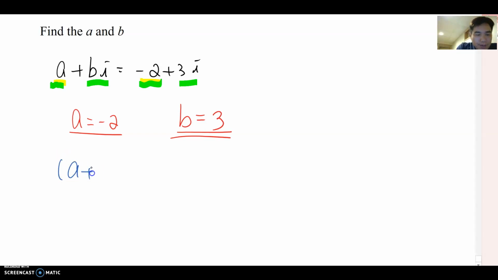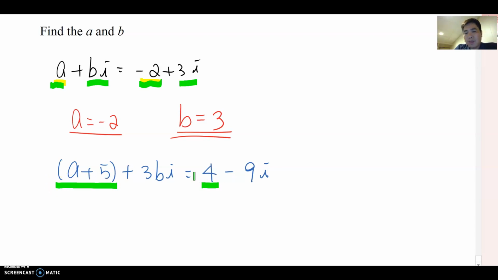Okay, look at another example. a plus 5 plus 3bi equal to 4 minus 9i. Okay, then can you differentiate the real term and the imaginary number term? So a plus 5 and 4 are real number terms. And then 3bi and negative 9i are imaginary number terms.